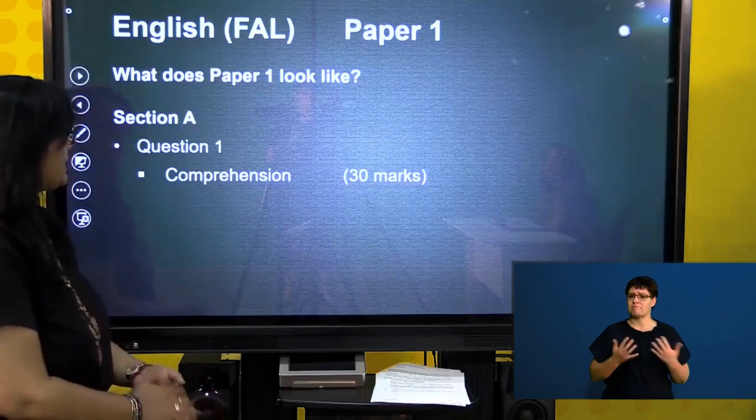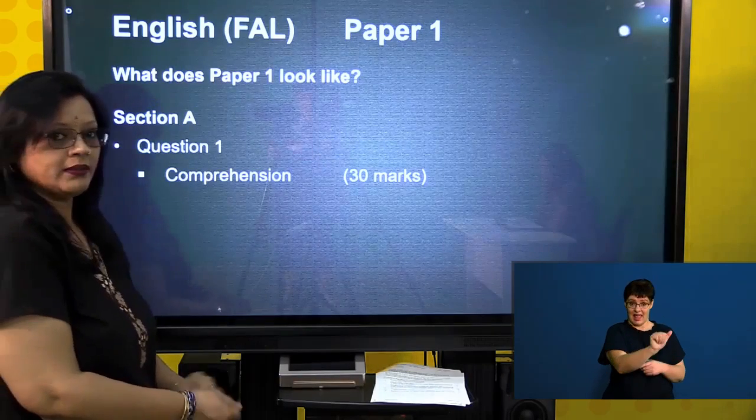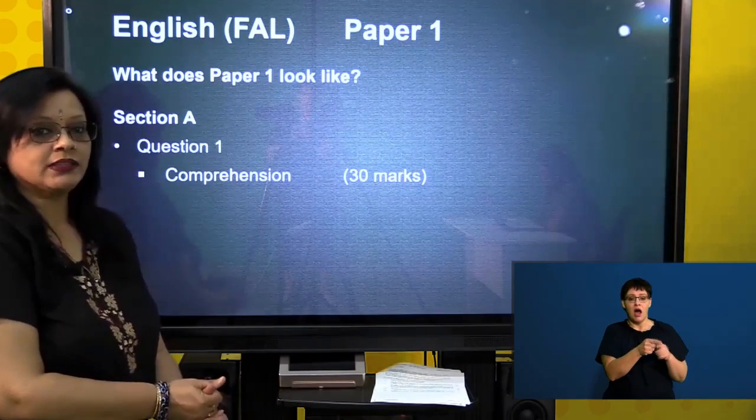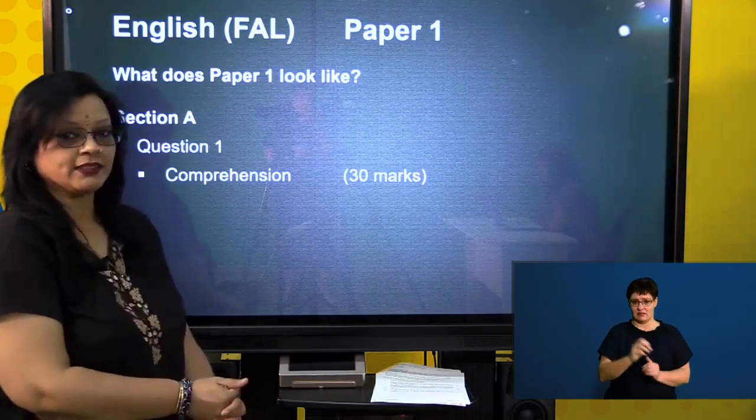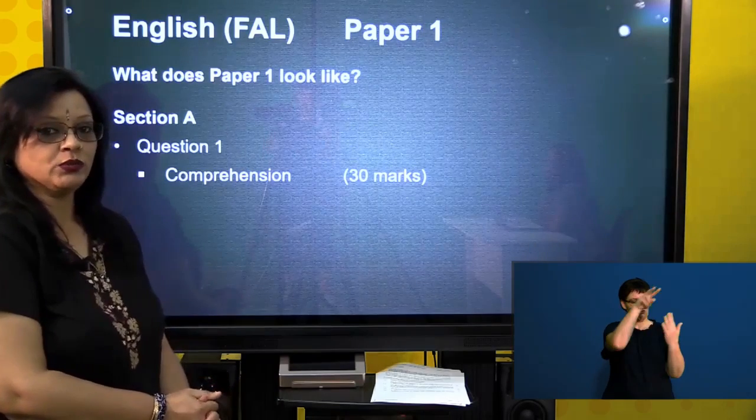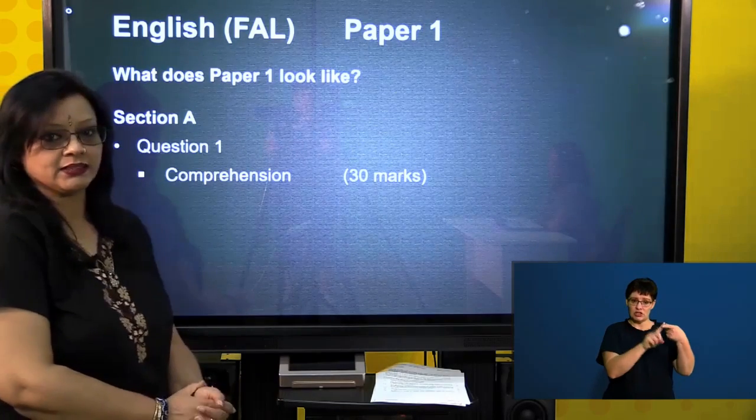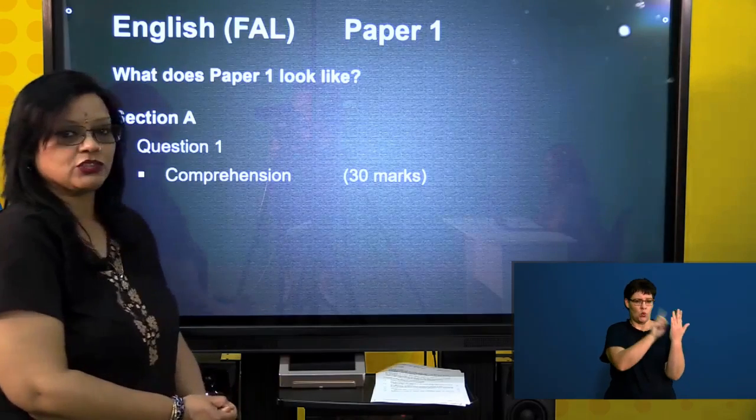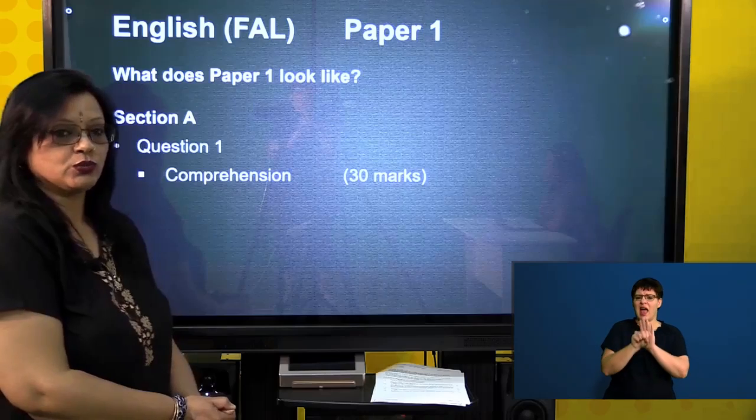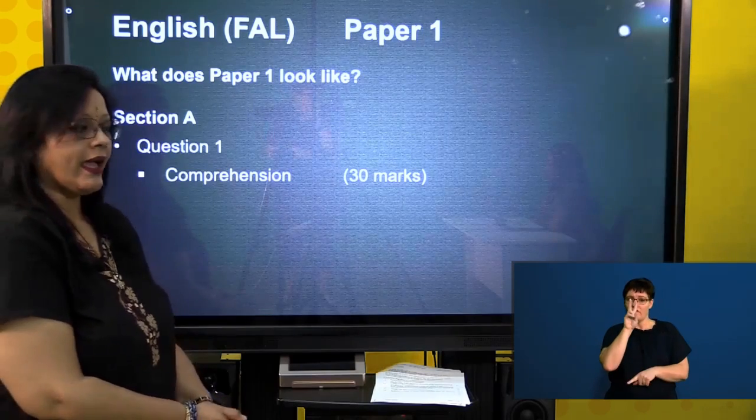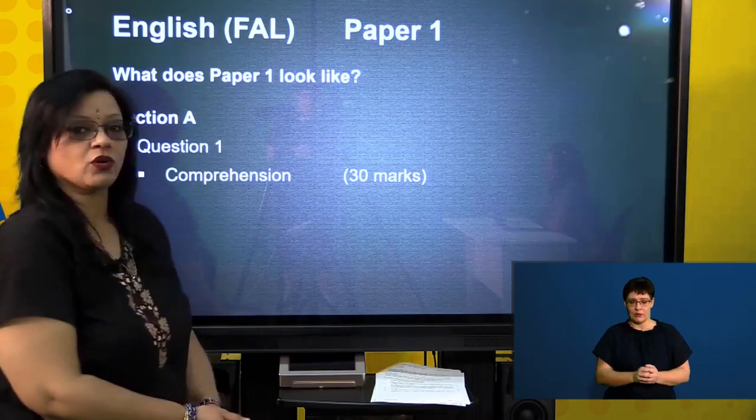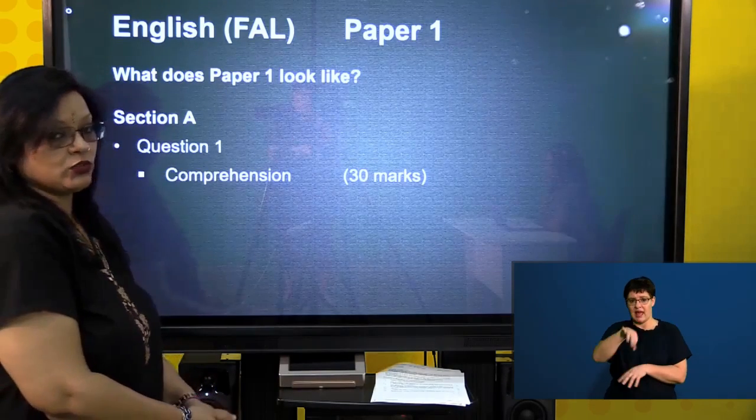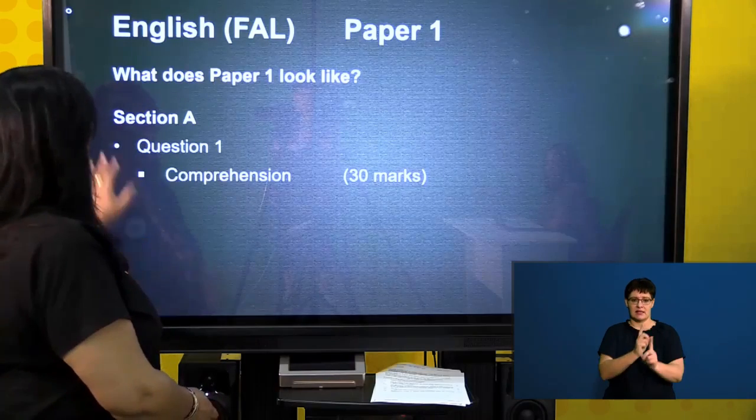Section A, question 1, is the comprehension section, which is allocated 30 marks. In this section, you will have 2 texts that you would have to read through. The first is a worded text, a comprehension passage. The second text is usually an advert or a cartoon or a visual stimuli. And the 30 marks is based on the 2 texts, which you have to read through and analyze in order to answer the questions.